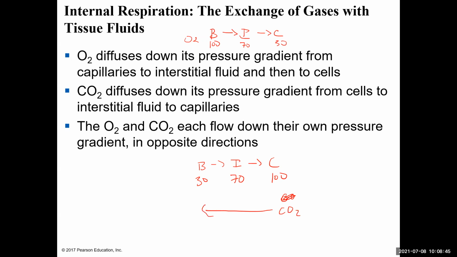Okay? And so the O2 and CO2 flow again down their own pressure gradient, but they're flowing in opposite directions. And that's pretty much always the case with the circulatory system, because where you're dropping off oxygen, you're taking up carbon dioxide. And where you're dropping off carbon dioxide, you're generally taking up oxygen. Wait, I said dropping off blood first. You know what I mean. When you're dropping off oxygen, you're taking up carbon dioxide.